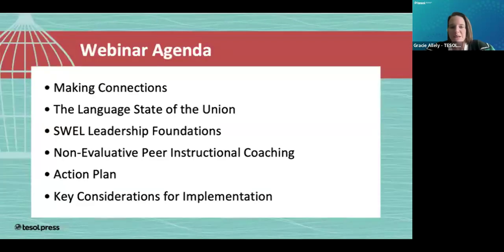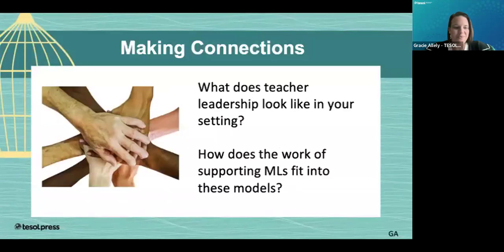A quick little meeting agenda. We're going to be talking first about making some connections, the language state of the union, SWELL leadership foundations, which we'll discuss in a little bit. What SWELL stands for, non-evaluative peer instructional coaching, an action plan, and key considerations.